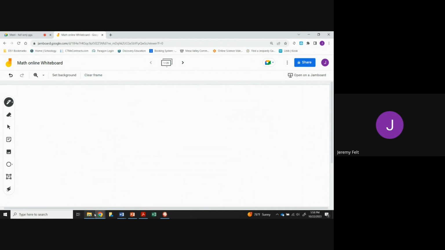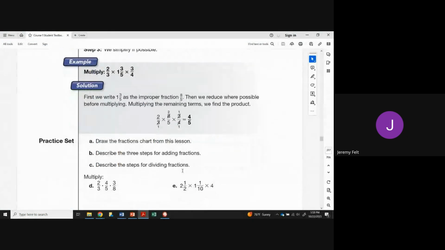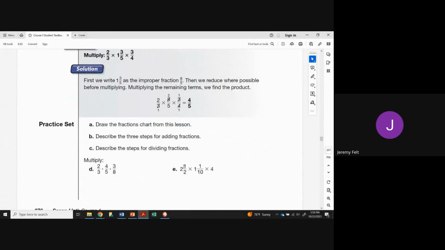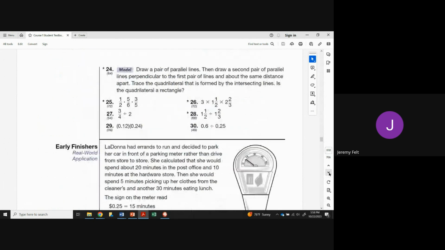And the same rules apply. There were 3 fractions instead of just 2, which we've been working with, but it didn't change anything. So it looks like that is your only example. So we'll do that practice set together when we get to class.